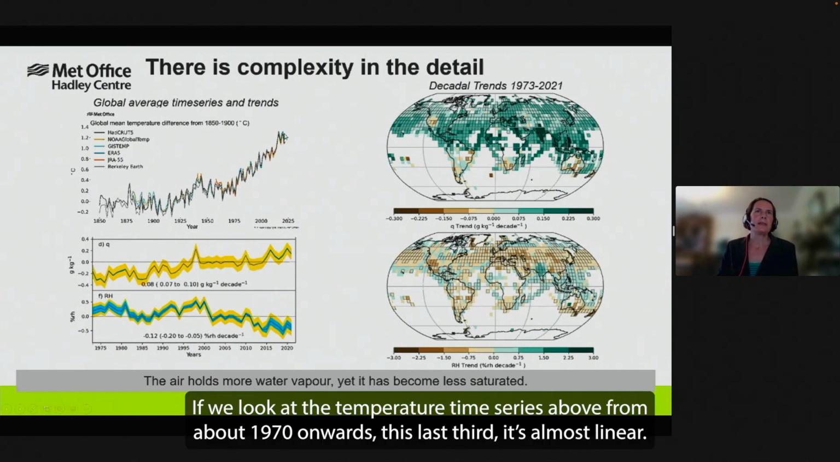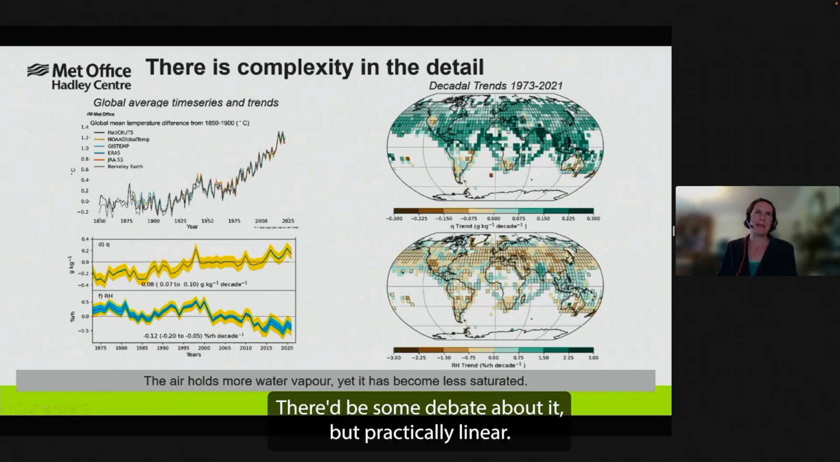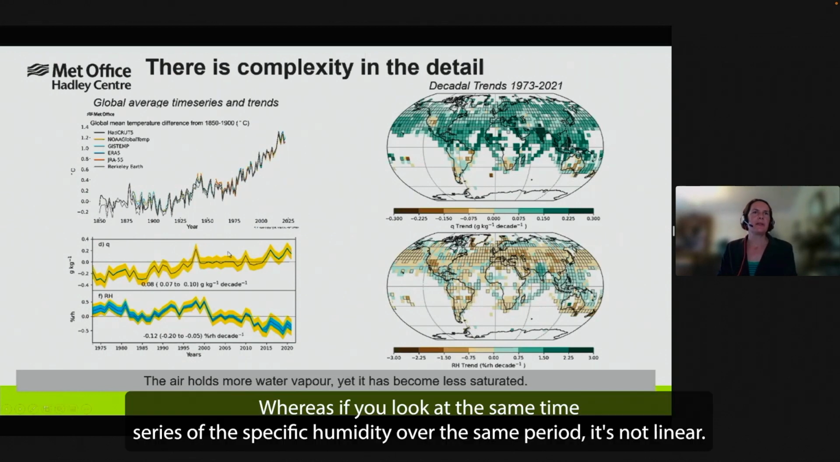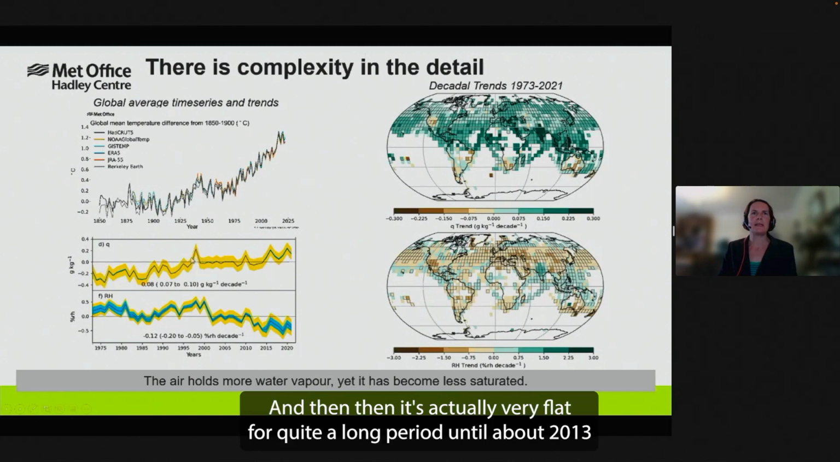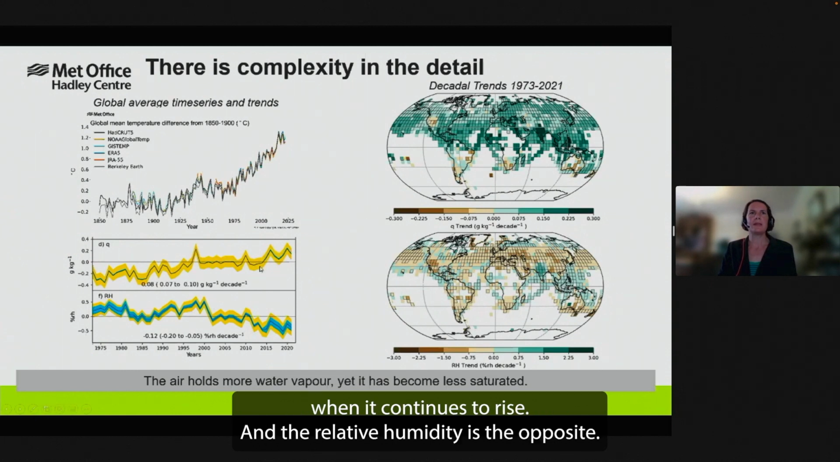If we look at the temperature time series above, from about 1970 onwards, and this last third, it's almost linear. I think there'd be some debate about it, but practically linear. Whereas if you look at the same time series for specific humidity over the same period, it's not linear. So you've got a steady increase from the 1970s to about 1998, and then it's actually very flat for quite a long period until about 2013, when it continues to rise.